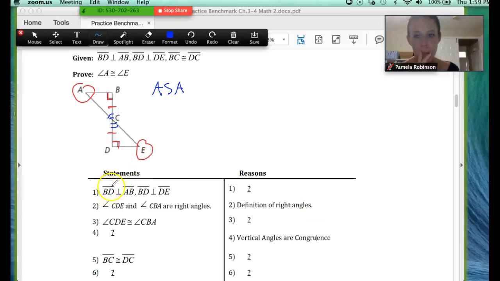Let's go here. The perpendiculars, that was given to us. We always start with the given. Then we go, angle CDE and CBA are right angles. It's just saying these two are right angles. Well, it was given the perpendiculars meet at right angles. So we just go ahead and state this. These are right angles by the definition of right angles. Two perpendicular lines meet at right angles. So we state that those two are right angles. Then we state that CDE, this angle, is congruent to CBA, this angle. Well, they're both right angles, so they're going to be congruent, right? All right angles are congruent.